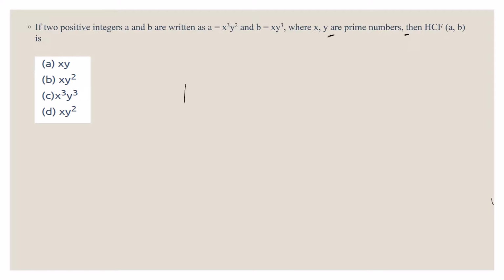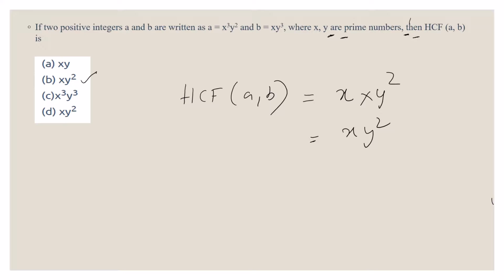For finding the HCF of two numbers, what we do is we will take the exponent with the lowest power. So in this case, we can take x only because the power of x is 1. So we are taking the lowest power. Now here you have y square and y cube. And out of y square and y cube, you know that the power is less for y square. So x y square. So in one step, you will get the answer. And that is x y square, option B.